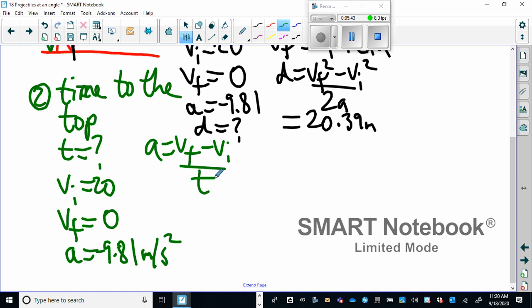And we have a formula that relates all those. So therefore, t equals vf minus vi over a, and it turns out that t for this one turns out to be 2.03.